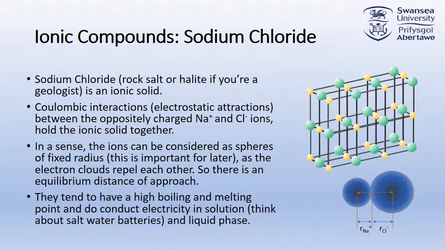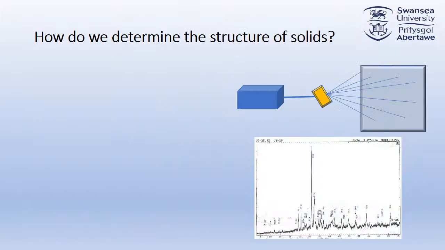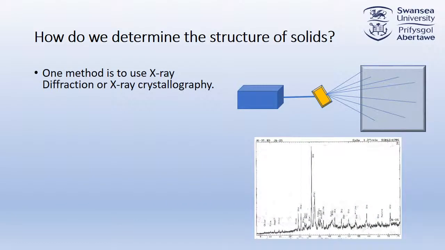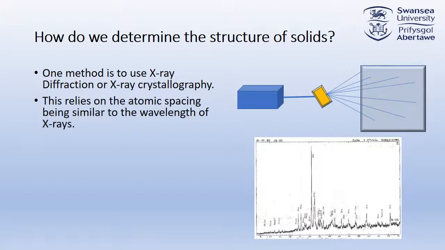Okay, so how do we tell our ionic radii? How on earth do we know this? What we can do is draw up a picture from something known as X-ray crystallography or X-ray diffraction, and it does exactly what it says on the tin. Nothing more difficult than this. So here's a source of X-rays. It fires into the crystal.